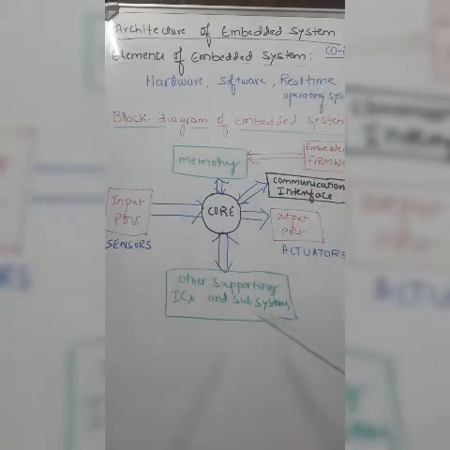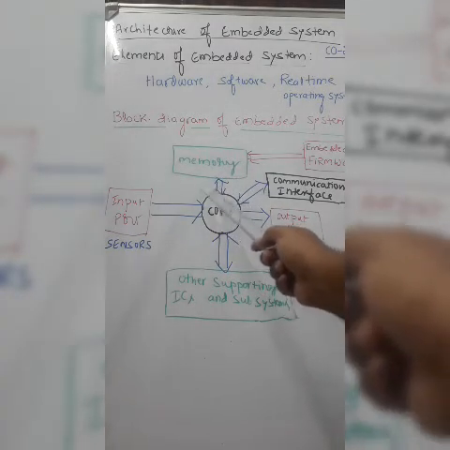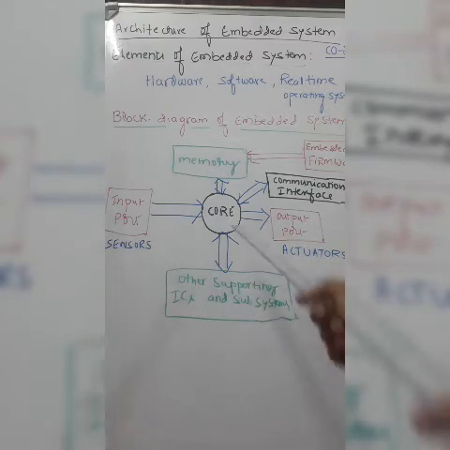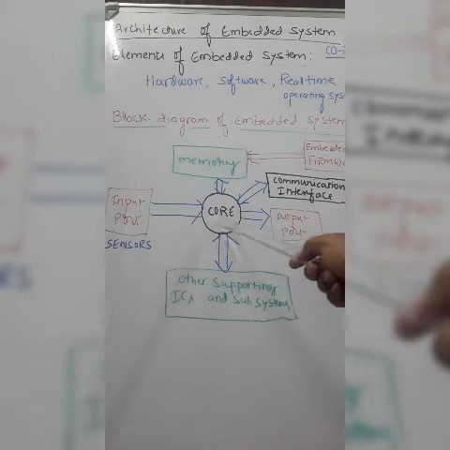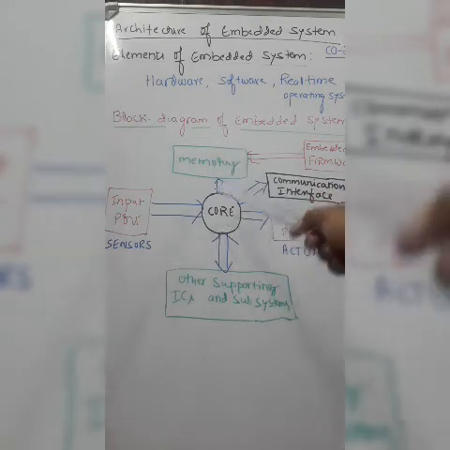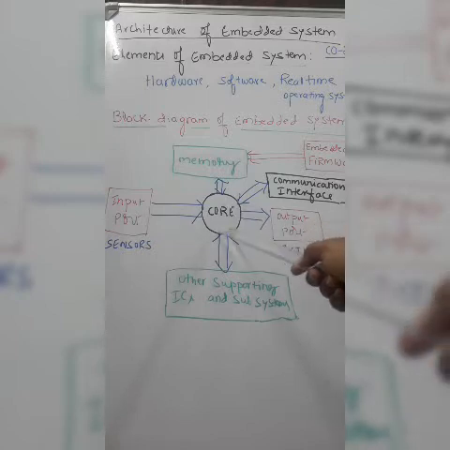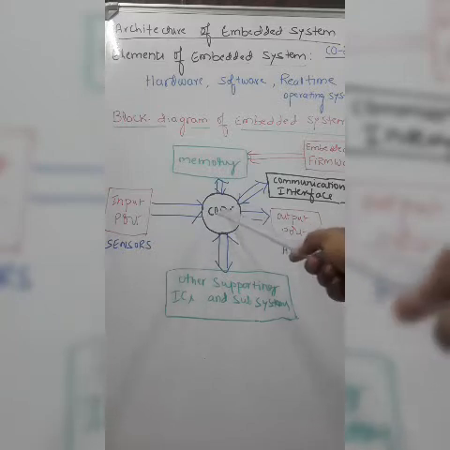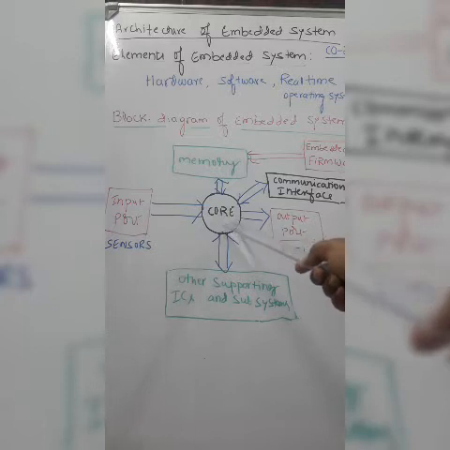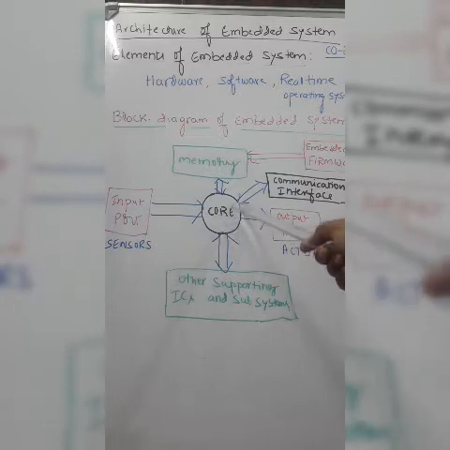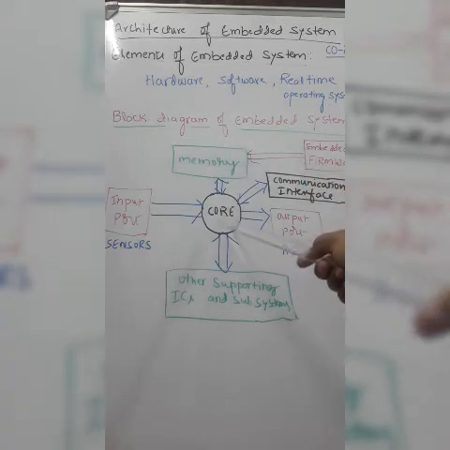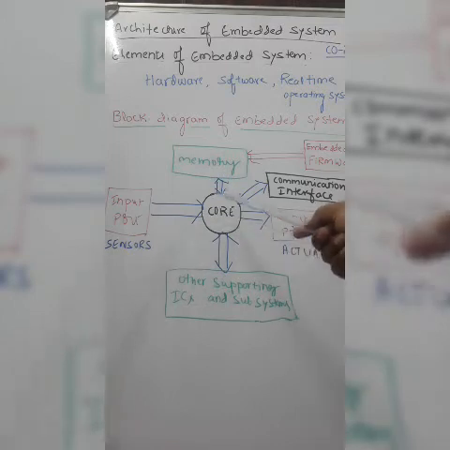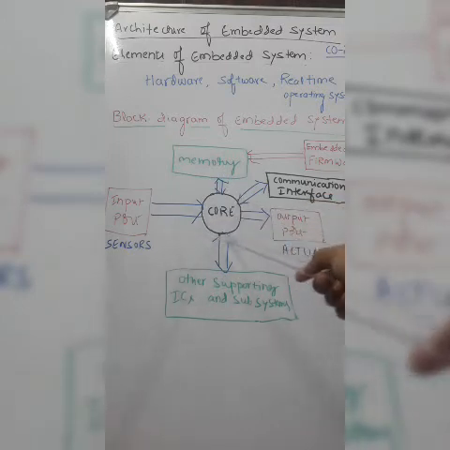Then coming to the block diagram of embedded system, there is going to be core, which is the central part of an embedded system. Core can be a microprocessor, microcontroller, application specific integrated circuit, or digital signal processor, or it can be an FPGA also. FPGA means field programmable gate array, which will consist of a memory into which program will be burnt, so that program will represent a circuit. Like that, there could be a core.